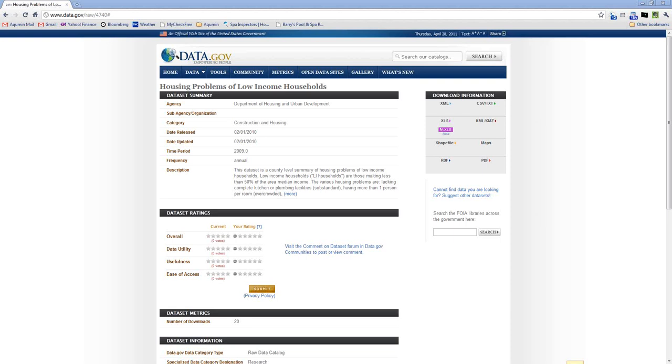Welcome to this short demonstration of looking at housing data in Acumen's Alpha Vision software. Today we'll be looking at a data set from data.gov, specifically housing problems of low-income households.